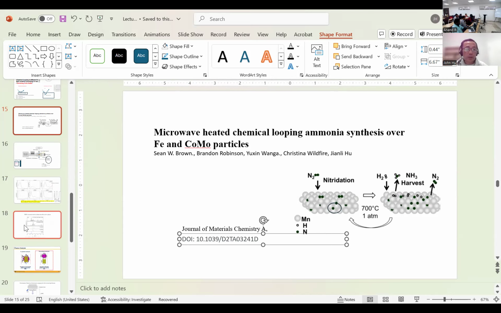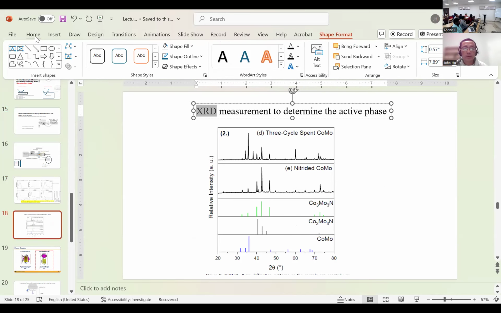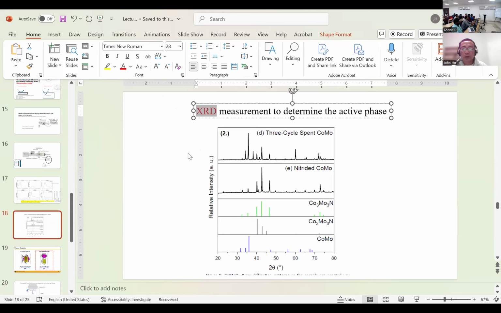There's a very simple technique called XRD. Does anybody know what XRD stands for? Yes, X-ray diffraction. If you go to see a doctor, you get an X-ray that scans your human body to see your bone. It's the same thing with material. XRD is going to see the material, but the intensity is much higher than the medical X-ray. So basically it can see the material, the active phase.